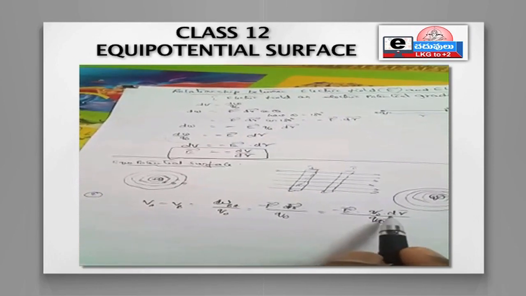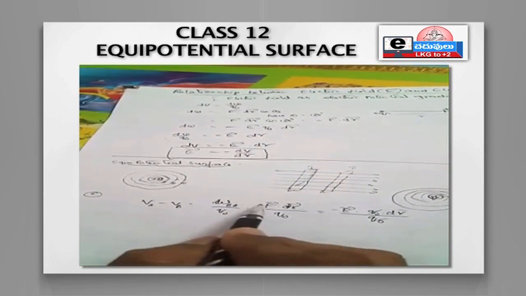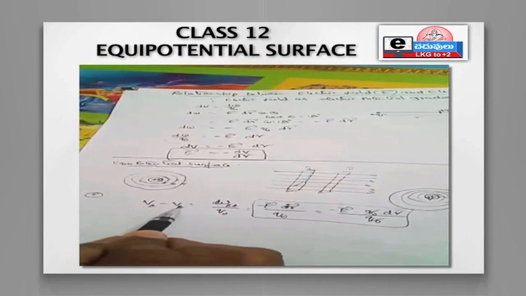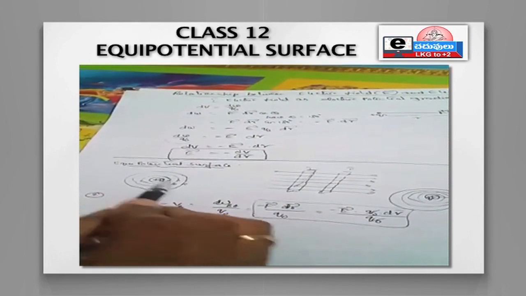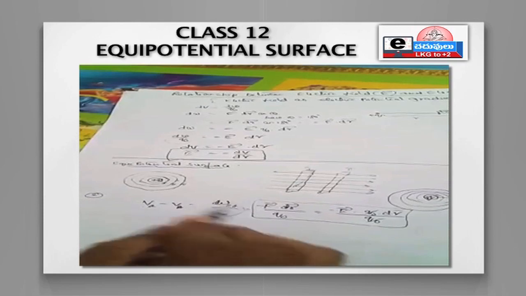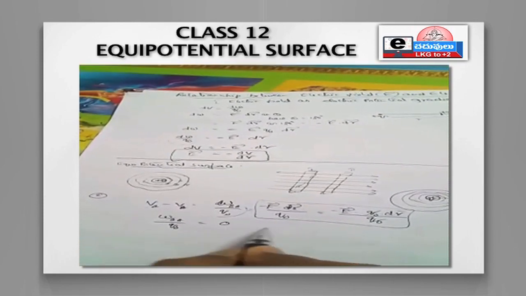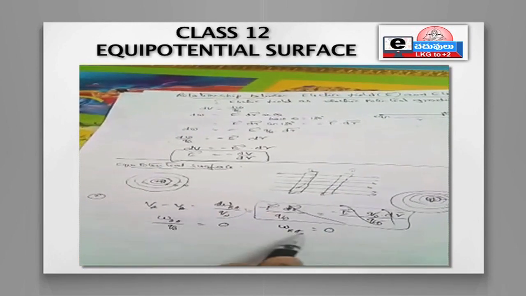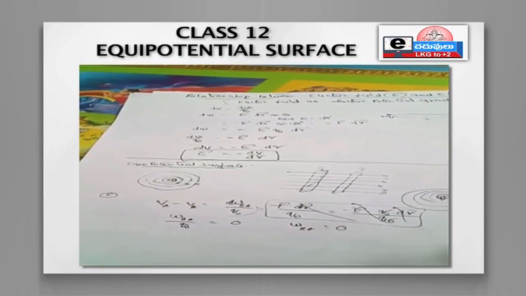Now how to proceed? Keep these things aside. The potential difference is related to the work done by the charge. Potential difference means the potential at every point on the surface is the same, therefore the potential difference is zero, therefore the work done by this charge is zero. So work done is 0. This is the first concept, and we are going to use it for the second one.